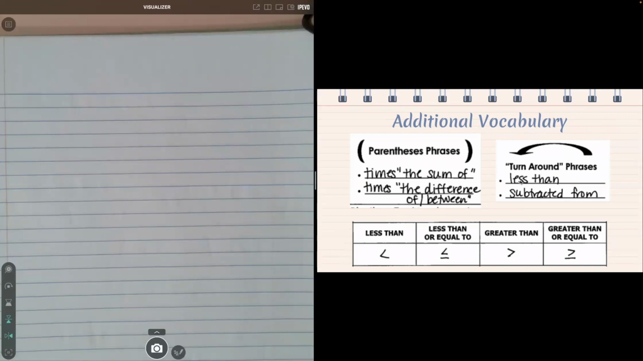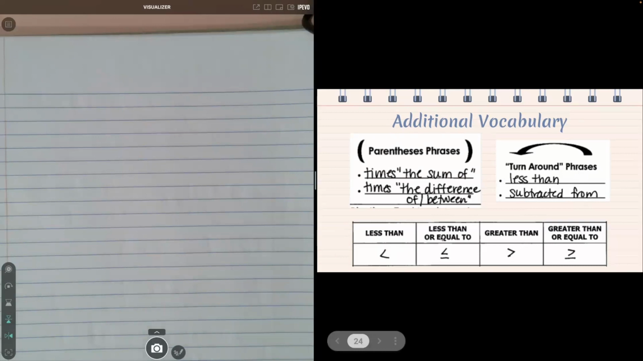Turnaround phrases such as less than or subtracted from, or even more than, those tell you that whatever you're taking less than of, it's going to go at the end. So if it is 8 less than 2 times x, you're going to write 2x minus 8. That subtracting 8 goes at the end of the problem, or the end of the expression.